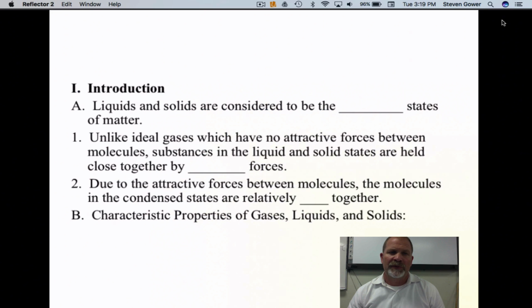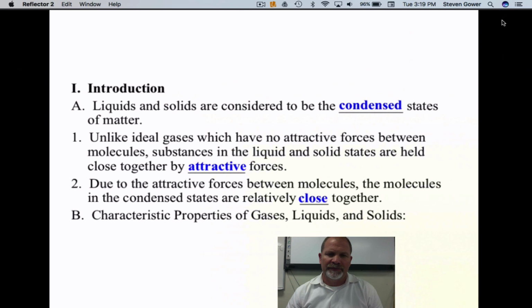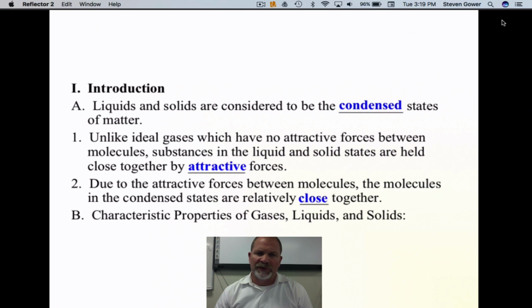So first of all, we started out understanding that liquids and solids are considered to be condensed states of matter. Unlike ideal gases, which have no attractive forces, they actually attract each other. This attraction brings them together and forms a bond, literally pulling them out of the gaseous state. It goes from a gas back to a liquid. As the bonds in a liquid get closer and closer together, it turns into a solid.